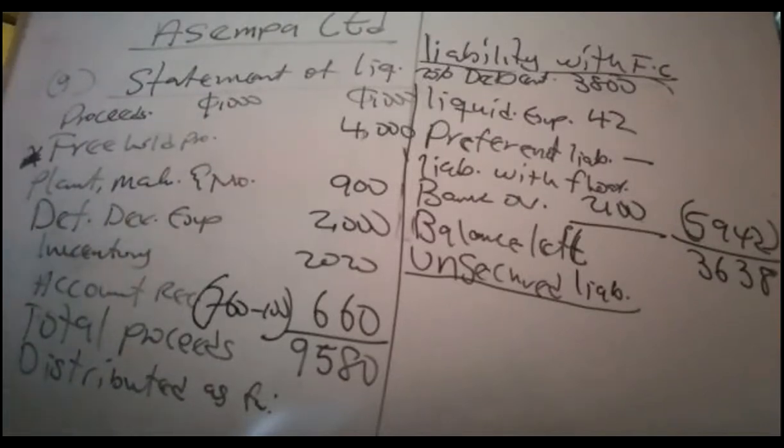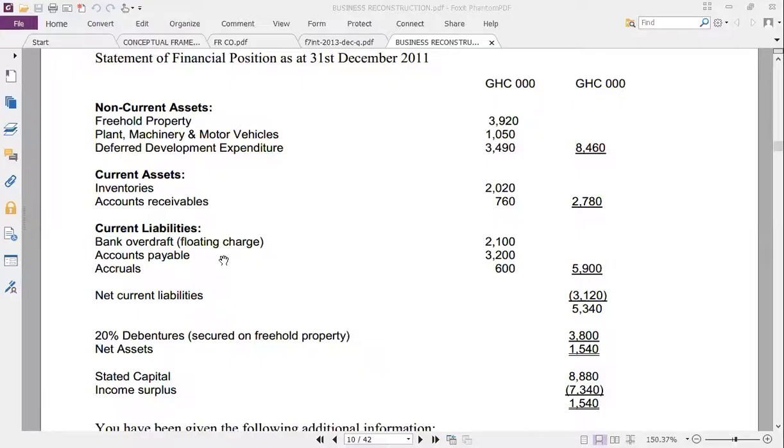Okay. So it means all the liabilities left so far. Let's go to the financial position again. All the liabilities left, we have what? Account payable 3,200. We have accruals 600. That's all, we are done.